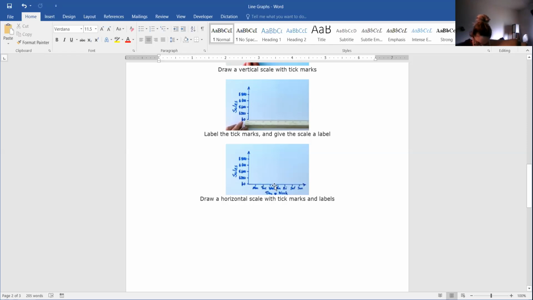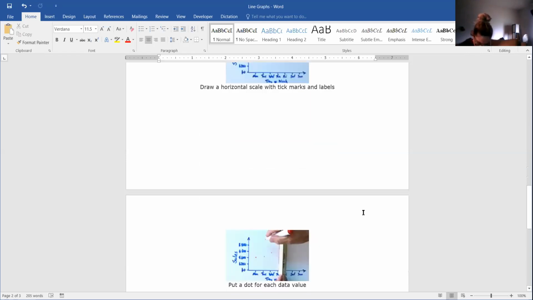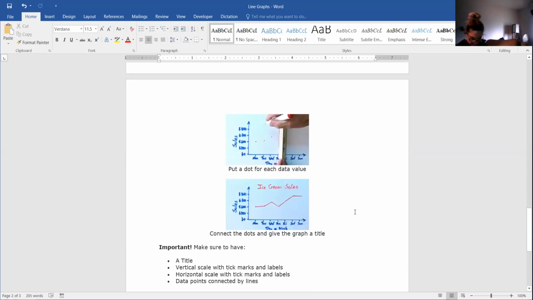And then our x-axis is just the days of the week. Note that these are not numbers; these are just things. And Y goes down, X goes across, right? Y is vertical, X is horizontal. Okay, so we label those, and then we place a dot for each sales number.